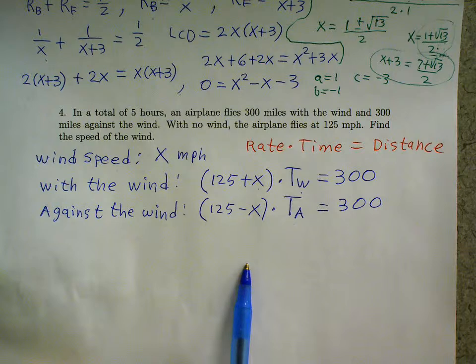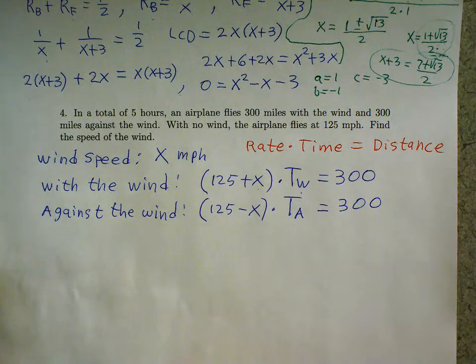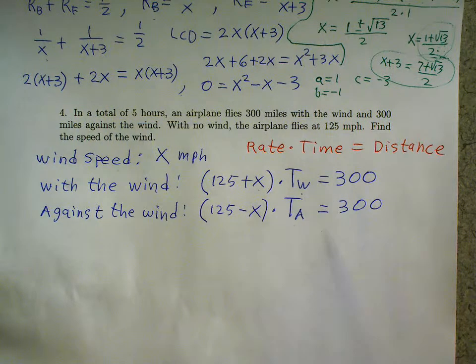So how do we get there? A clue is in the first part of the first sentence. In a total of 5 hours, the airplane flies 300 miles with the wind and 300 miles against the wind. Of course, it's going to take more time to fly 300 miles against the wind than with the wind. But we're just told that the total amount of time is 5 hours.